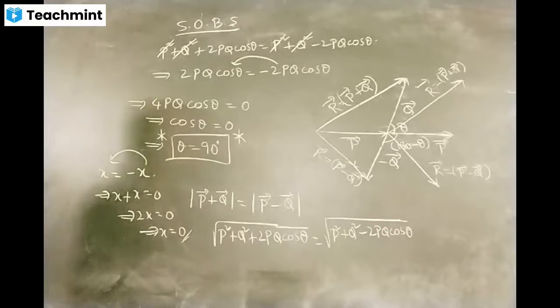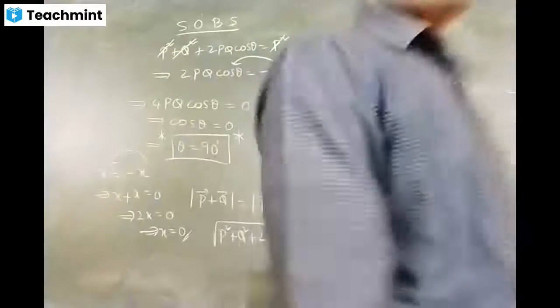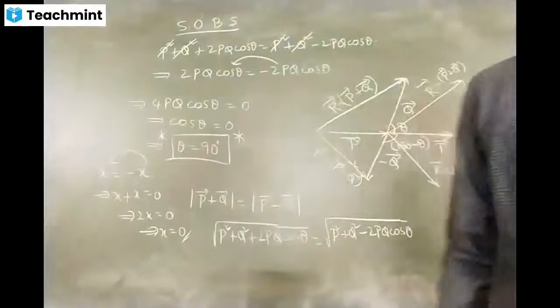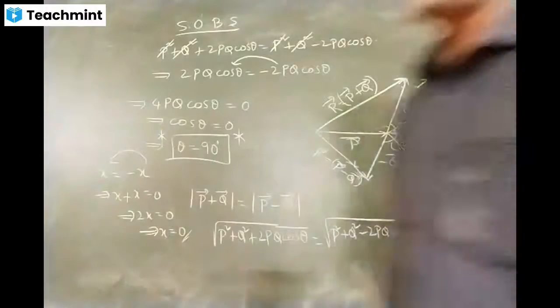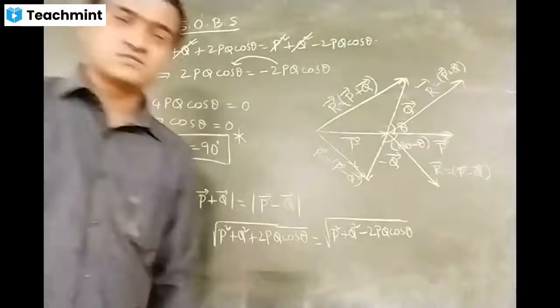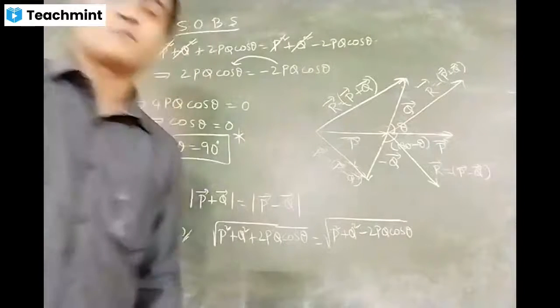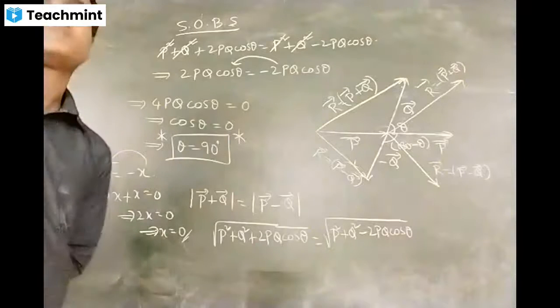Very, very important. Remember, whenever the magnitude of the sum of two vectors is equal to the magnitude of the difference of the same two vectors, then the angle between the two vectors is 90 degrees. That means they should be perpendicular to each other. Okay.